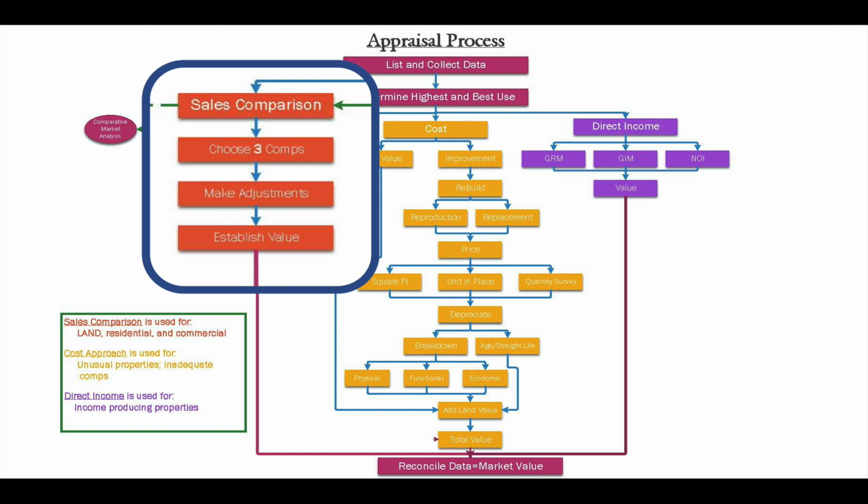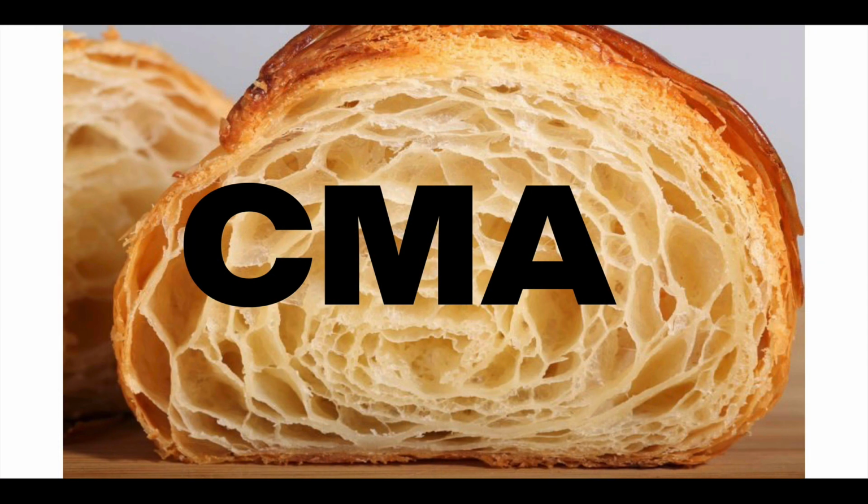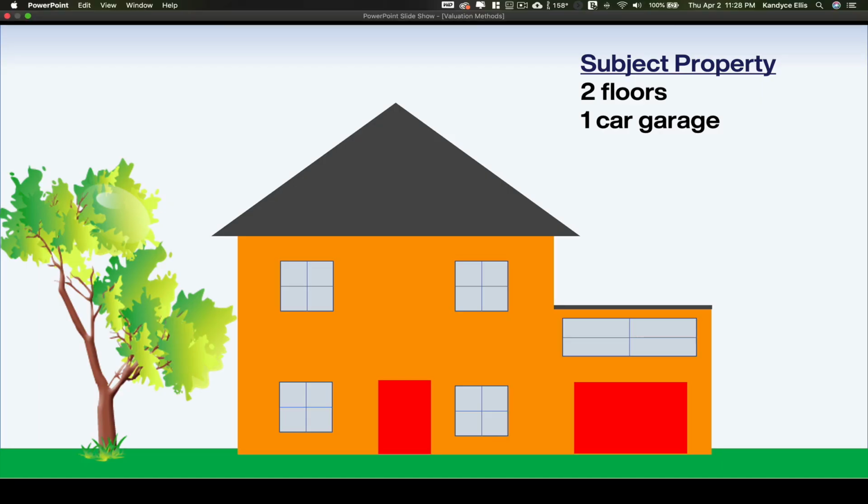You should also note that the sales comparison approach is the basis of a real estate agent's CMA. In another lesson, we will discuss what makes a good comp versus a bad comp, as well as the math used to complete a CMA. Here is our subject property. It has 2 floors and a garage. The appraiser then researches to find at least 3 similar properties.